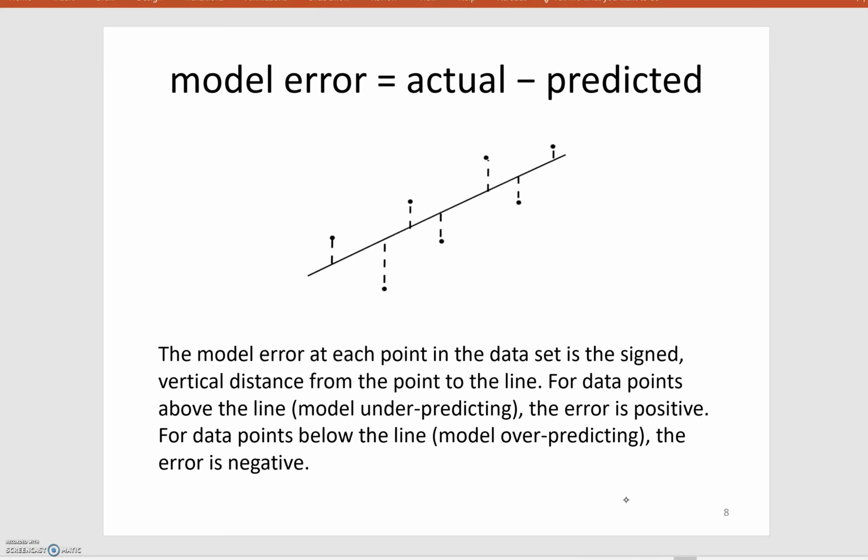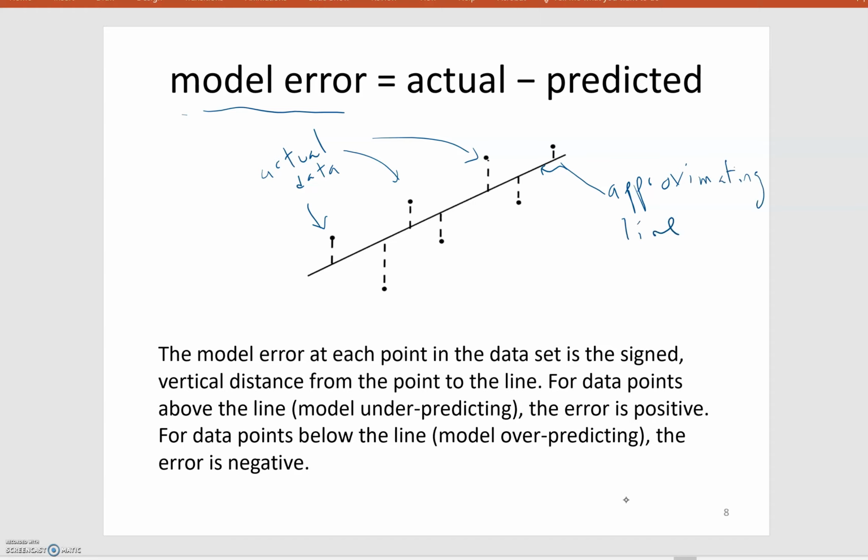I'm going to skip to this slide right here, and I want to talk for a minute about model error, the idea of model error. So just looking at this picture, let me explain this. These points right here are your actual data points. And this line is the approximating line. So it's the predicted.